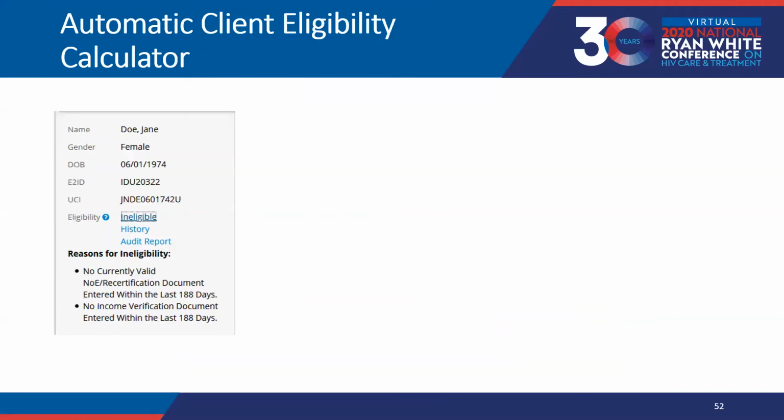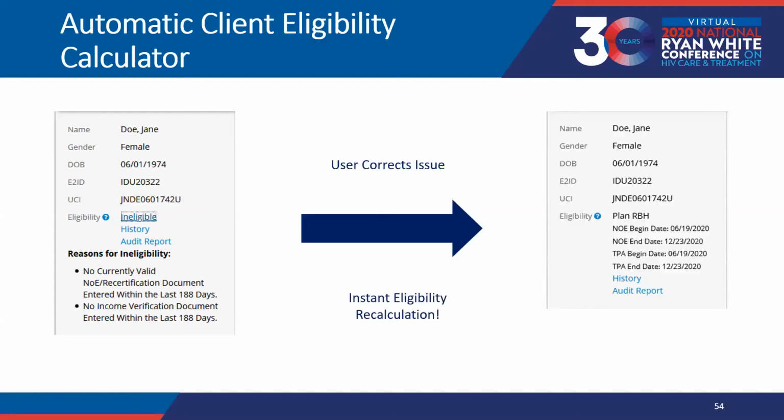So we wanted to share with you a couple of snips of our eligibility calculator. We pulled a client who is currently ineligible, and you can see that on the screen. If you click on the ineligibility, it tells you the reason for that client being ineligible: what's missing on the recertification, no income verification document. Once those items are taken care of, all the requirements are completed, and you can see that the client then has the eligibility period presented.